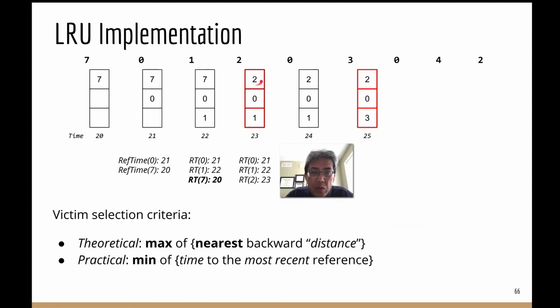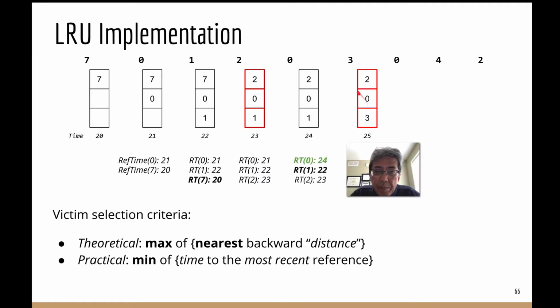When a new page is loaded to RAM, page 2 in this example, we do have to update the reference time of that page. That's why you see the reference time of 2 is 23. And the next page reference is page 0. Every time a page is referenced, we have to update the reference time to the current execution time of the process. So here, page 0 is referenced again at time 24. That's why you see the reference time of 0 updated from 21 to 24, because this is the most recent time when page 0 is referenced.